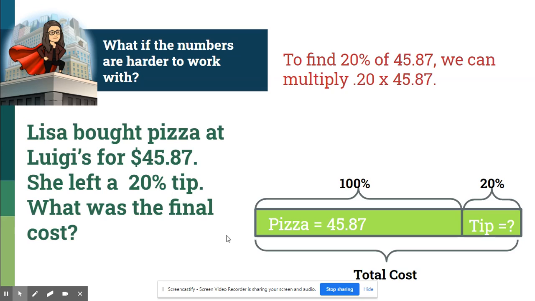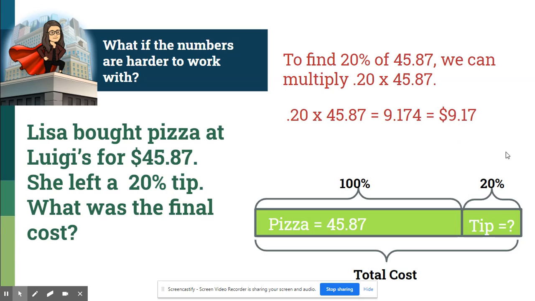So if I want to know 20% of $45.87, I just multiply percent of a number. I change my percent to a decimal, 0.20, and I multiply. And when I do that, my 0.20 times 45.87 gets me 9.174. But that is not dollars. So I then need to round to make it dollars. And the 4 is less than 5, so I can just make it 9.17.